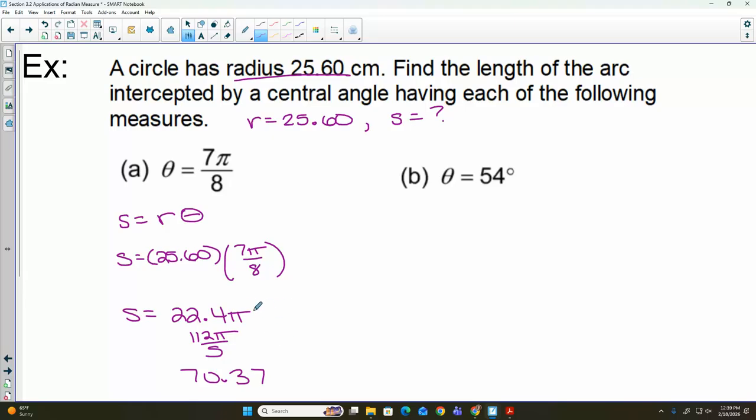Now I would like for you to put a unit on this. S is a distance on the outside of the circle. So what's my distance being measured in here? Centimeters, the same as the radius. So no matter which of those you pick, it's centimeters.